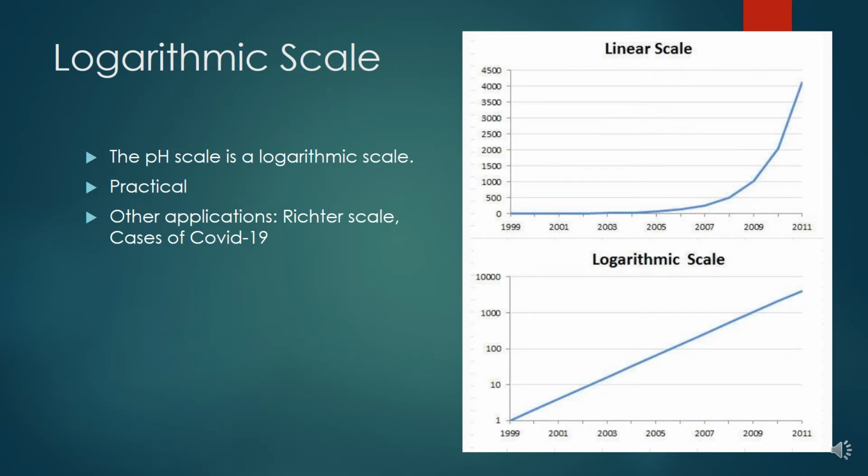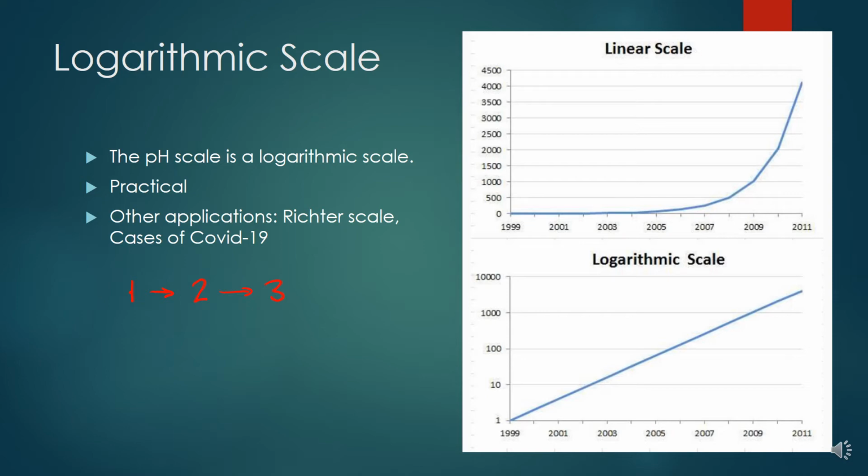Now, the pH scale works as a logarithmic scale. So if we go from a pH of 1 to a pH of 2, a pH of 1 is actually 10 times more acidic than a pH of 2. And a pH of 3 is 10 times less acidic than 2. So it works on a base 10 scale. So it's a practical scale.